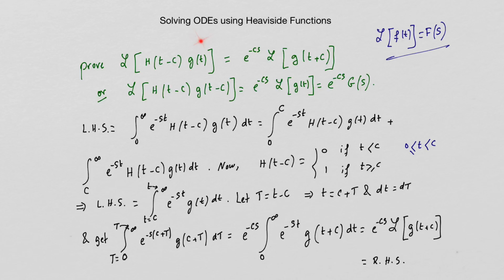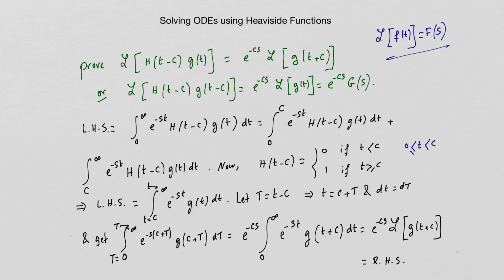So I am going to begin with the left-hand side of the equation. And the definition of Laplace of this function here, I know it's a product of two functions, nonetheless, it is a function. So it's the integral from 0 to infinity, e to negative st, and then this piece.